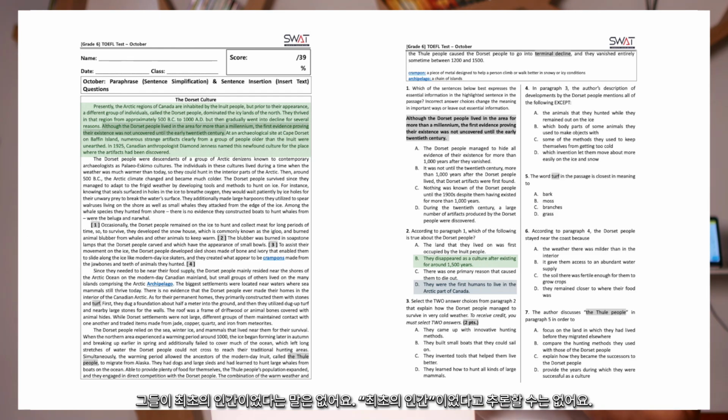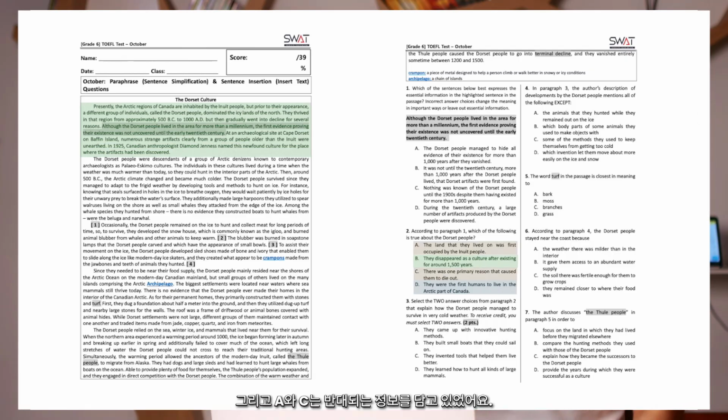So we cannot infer that they were the first humans to live in that part of Canada. All we know is that they were there before the Inuits within that time frame. And answer A and C actually had contrary information. The opposite was stated in the paragraph.